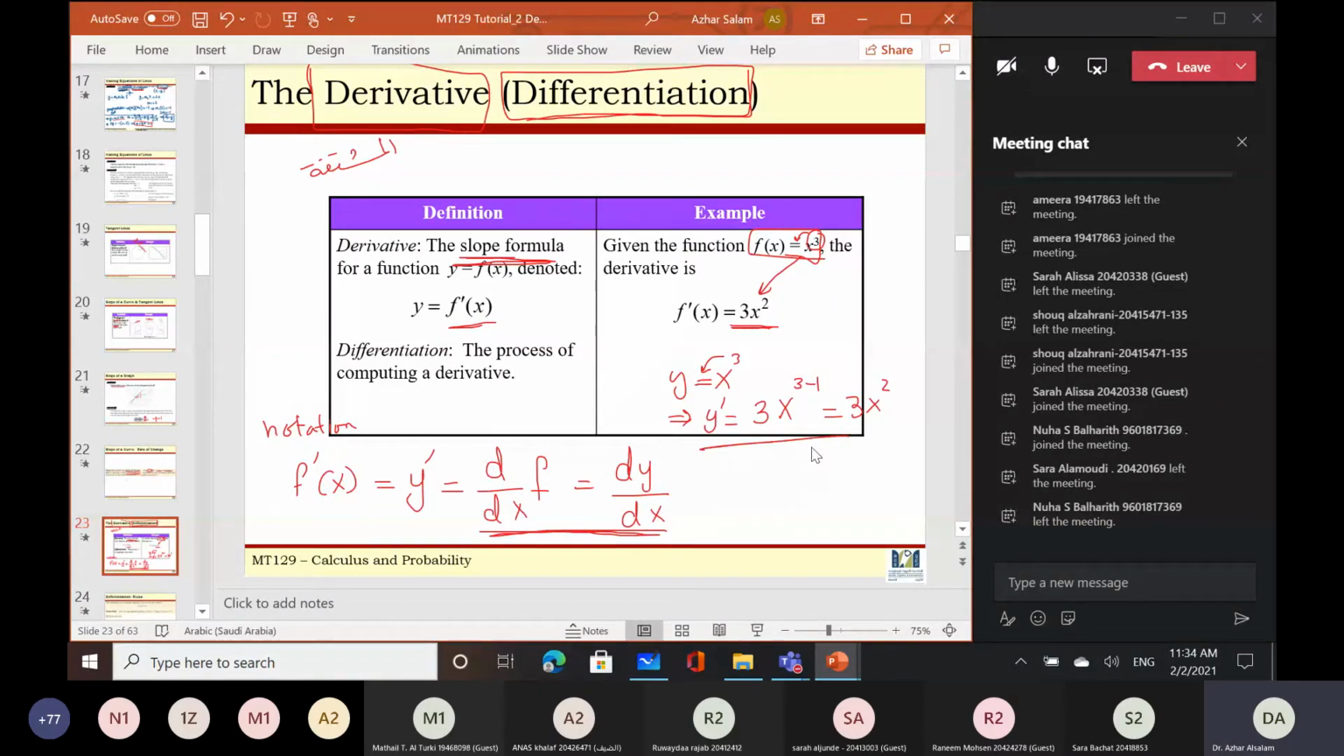From here, I can state a rule: when I have d by dx of x to the power r, where r is any real number, it will be r multiplied by x to the power r minus 1. This is the power rule. Okay.